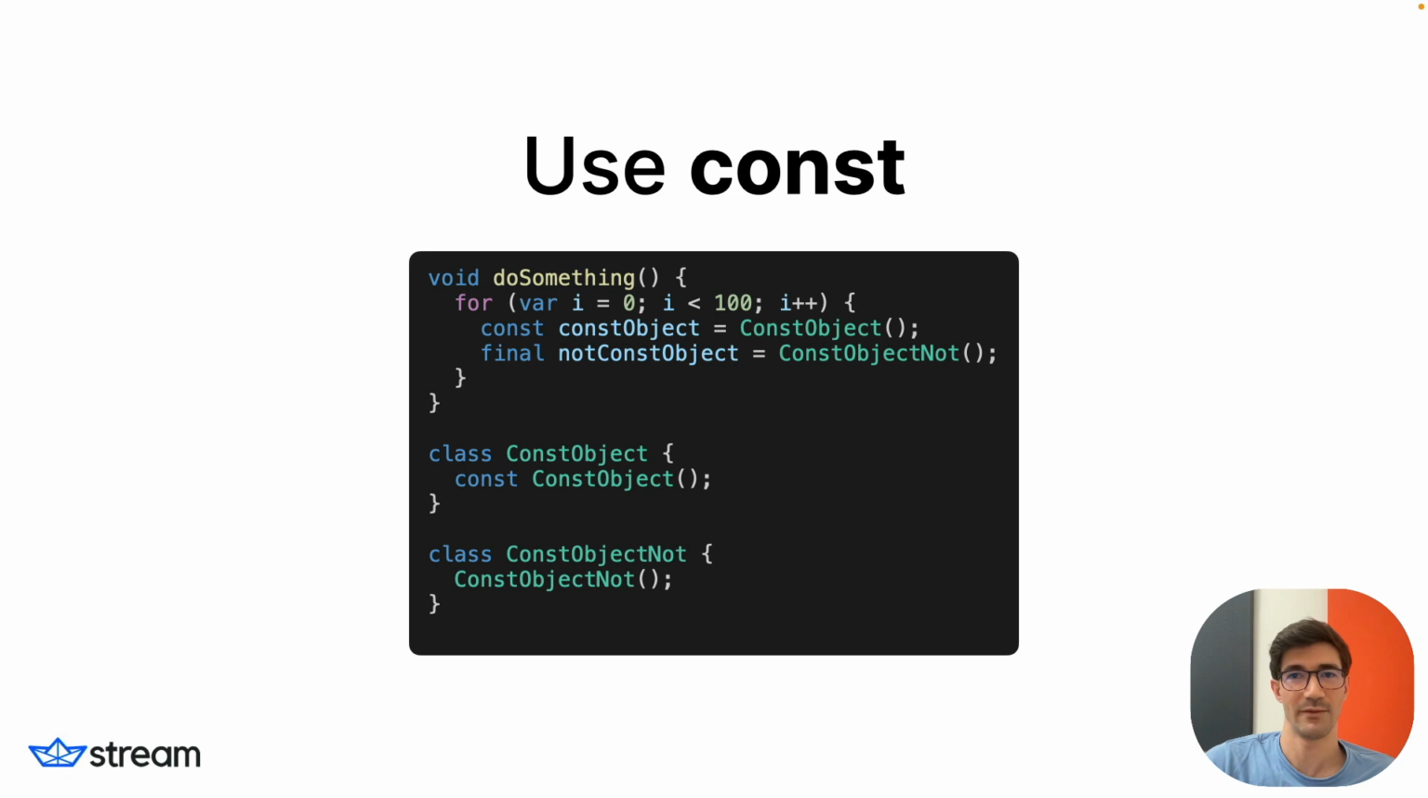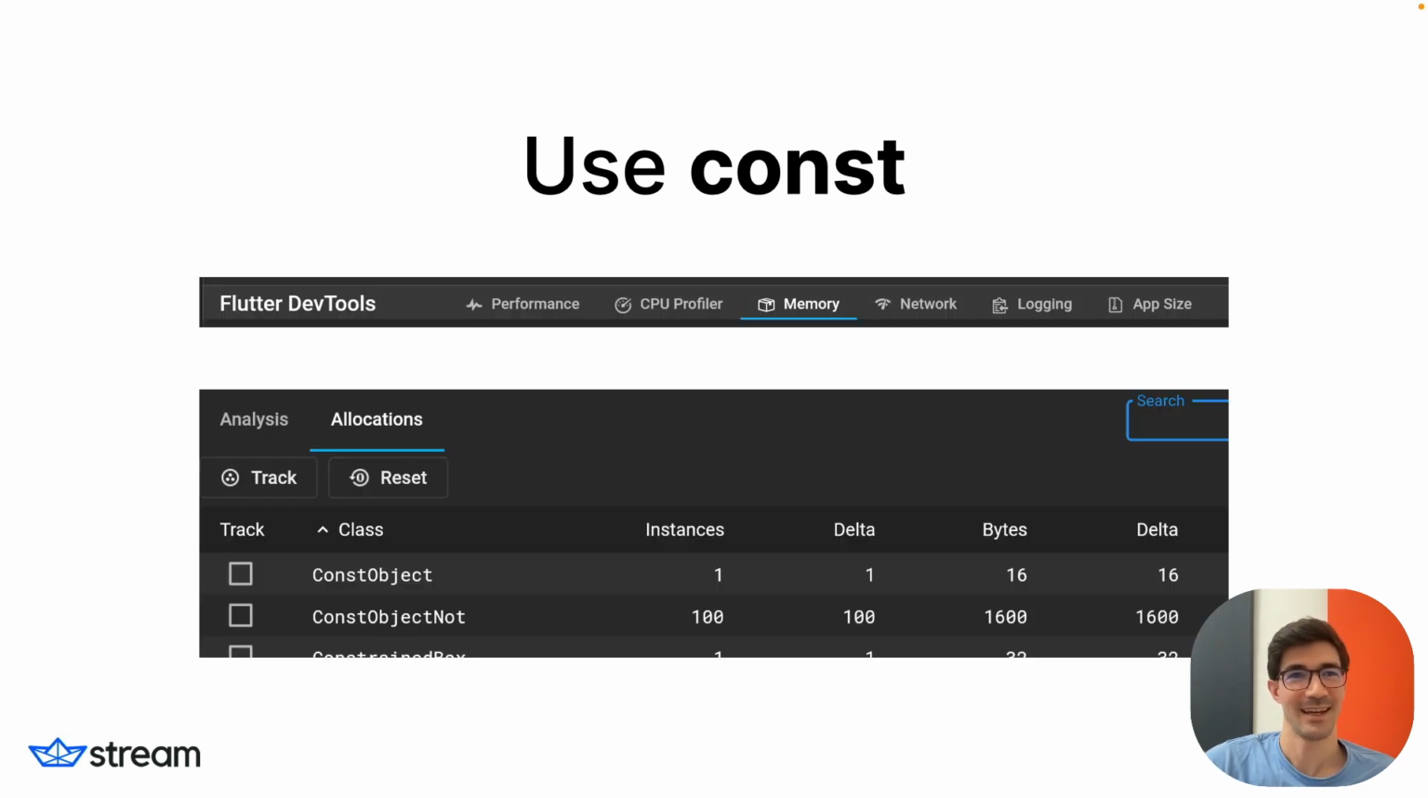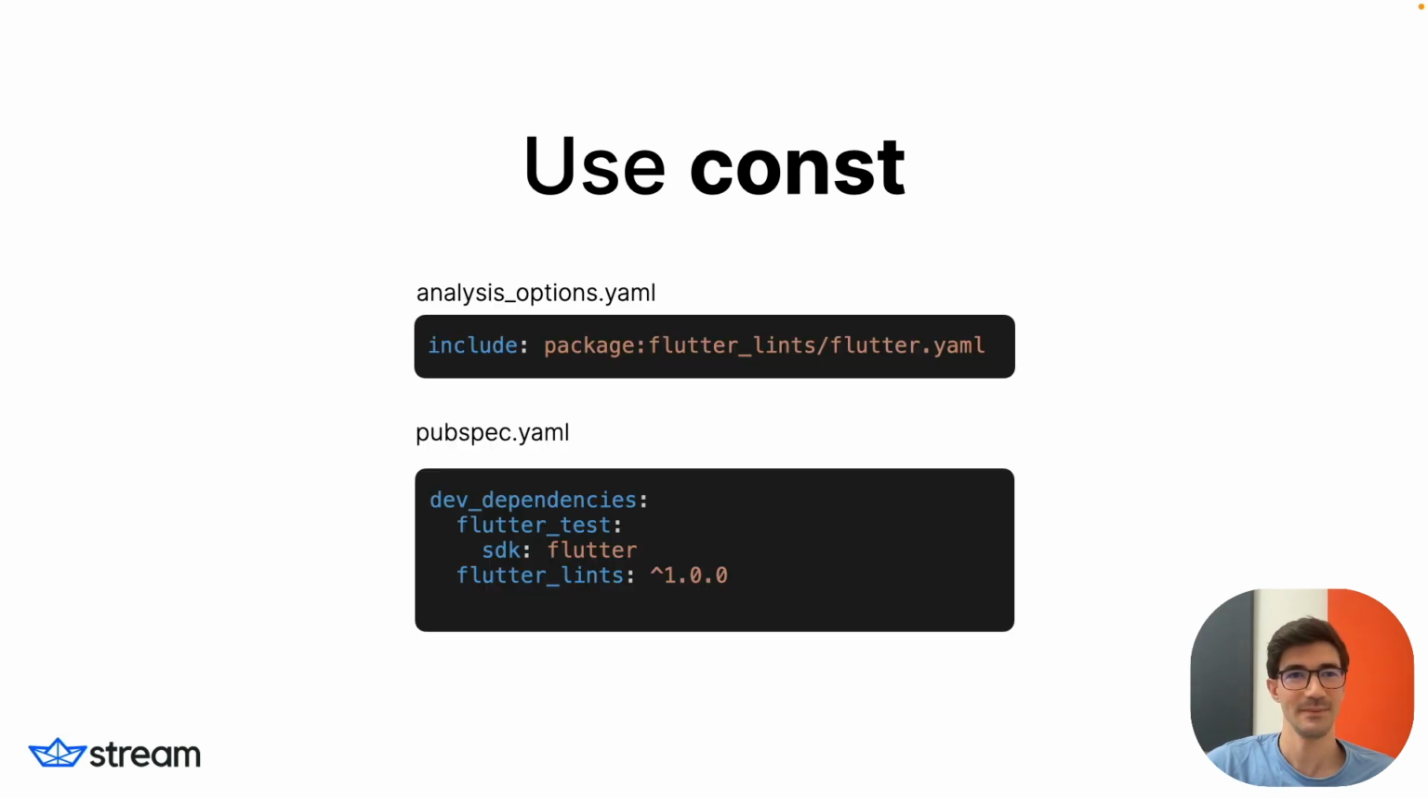In this example, we have a for loop iterating from 0 to 100, and we're creating an object called const object and a const object not. One is constant and the other is not. I apologize about the naming. As you can see, if we inspect our memory, we have a single instance of the const object and 100 of const object not. So always prefer const when you can. Let the tool do the heavy lifting and determine what should be marked as constant or not.